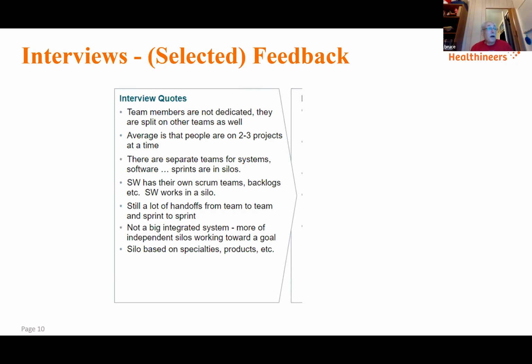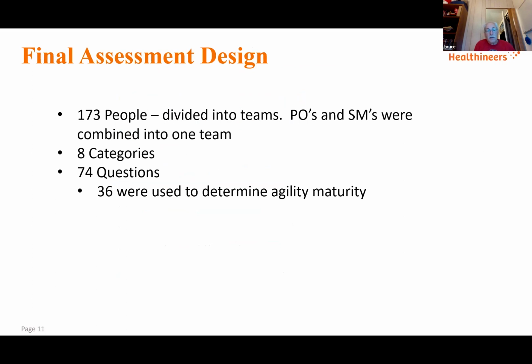So when we combined all these things, we ended up with a series of questions. And what you can see here is we went out to this survey that we created, went to 173 people, and we divided them into teams. That's one of the great things about Comparative Agility, is you can break things down into different teams. So in the end, and we'll talk about this in a few minutes, we could compare the results from one team to another, the strengths and weaknesses and so on.